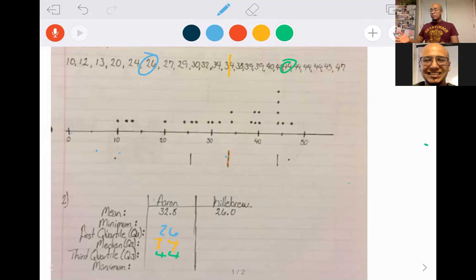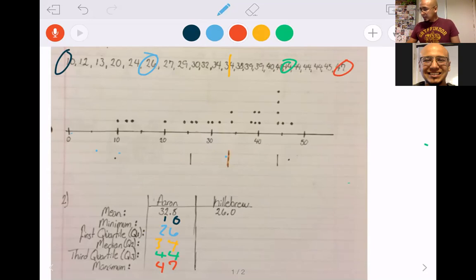What else? So the minimum obviously is the smallest value. So in this case, my minimum would be 10. And you'll see why we're marking that in a little bit. And we have our maximum. Our maximum is 47. So I filled out this table for Aaron.